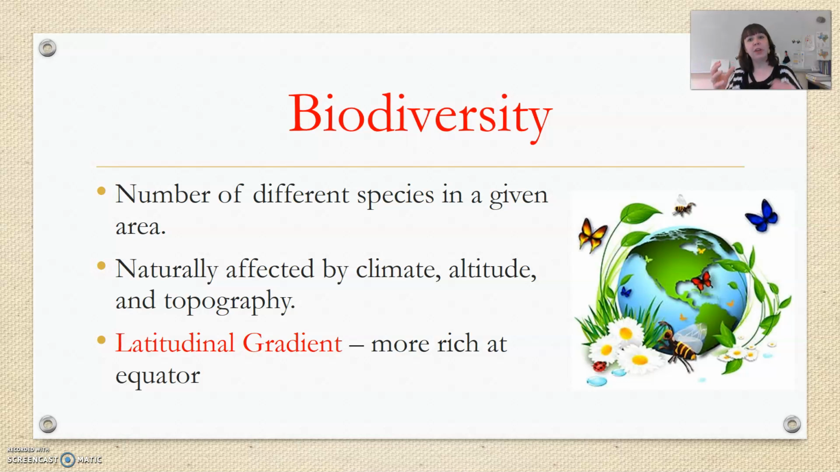So it's funny when you look at the globe, you tend to get this latitudinal gradient. You get real rich diversity along the equator. And then as you fan out, as you get colder and less sunlight, it tends to decrease in biodiversity. Most things like sunlight, warmth, and water. So the further you get from that, the less biodiversity you get in an area.